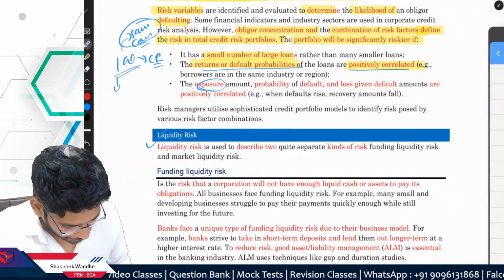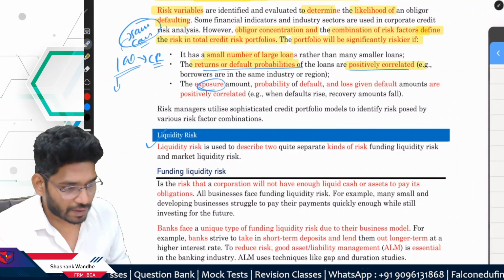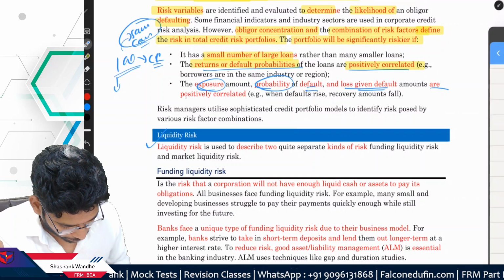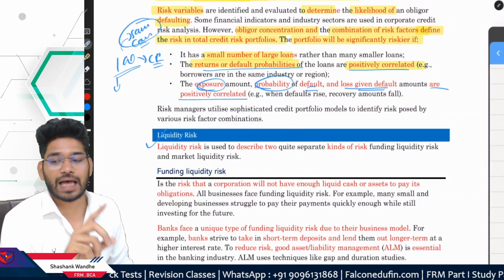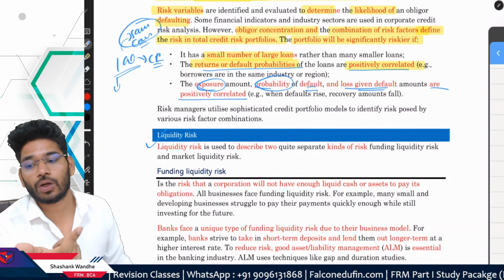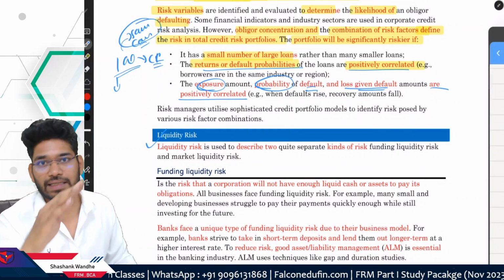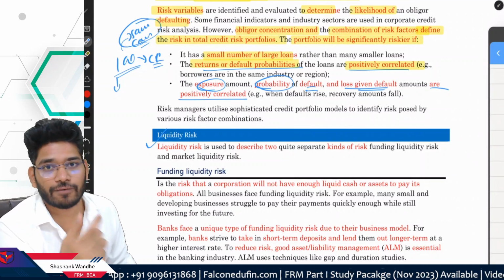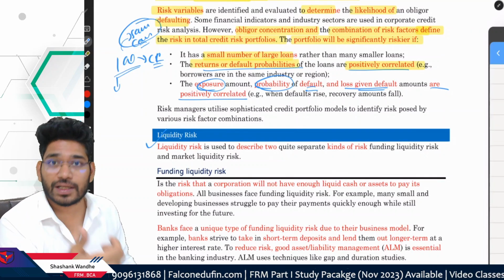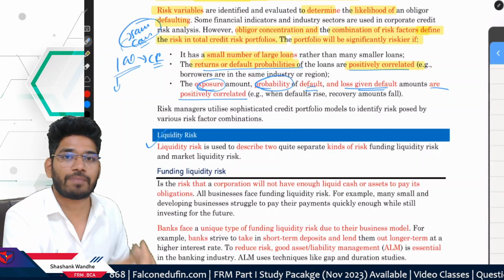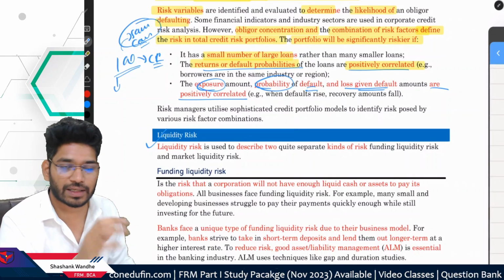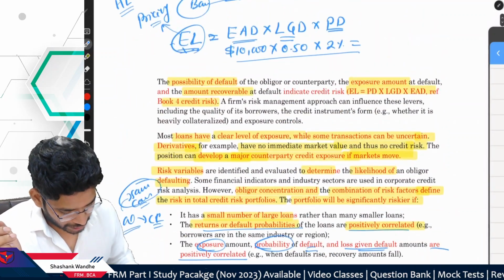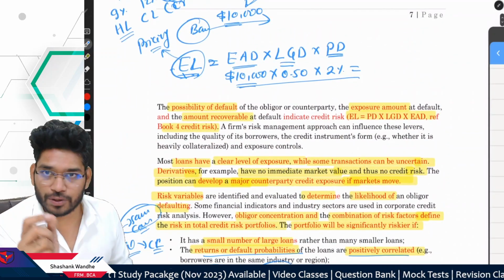The exposure is always an amount. Exposure, probability of default and loss given default are positively correlated. If this is happening, means if there is an increase in probability of default, the likelihood of the company or counterparty defaulting is increasing. Exposure is also increasing, and at the same time, loss given default is also increasing. If all are increasing at the same time, as we discussed in this formula, exposure was 10,000.